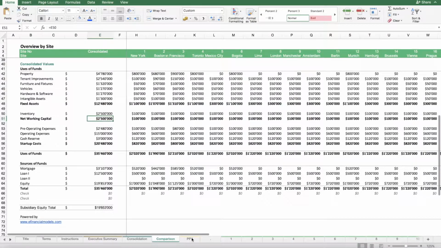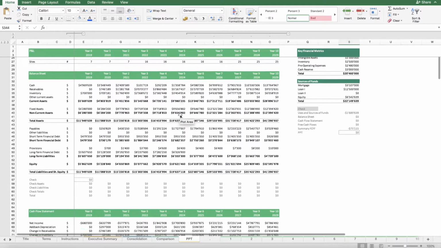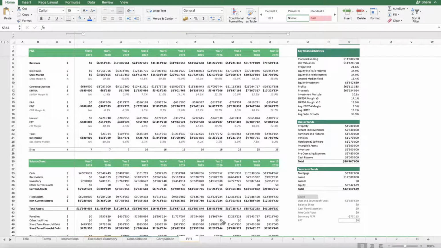Now another sheet, PowerPoint, is more to summarize some tables. If you want to copy and paste this into a PowerPoint presentation, this is rather just the output of the model.